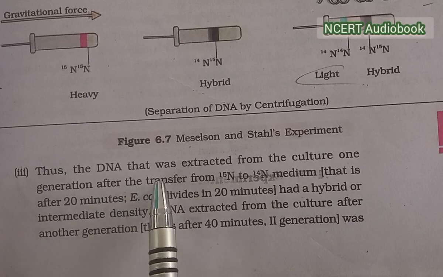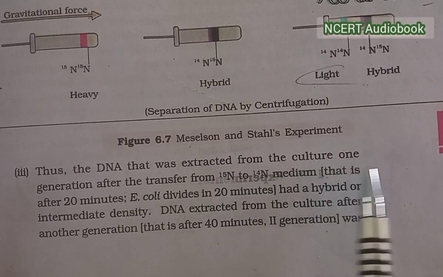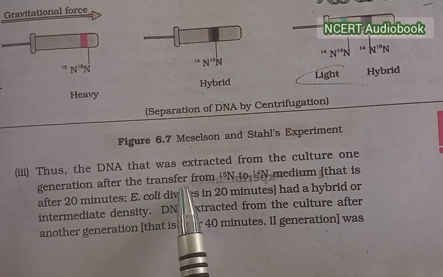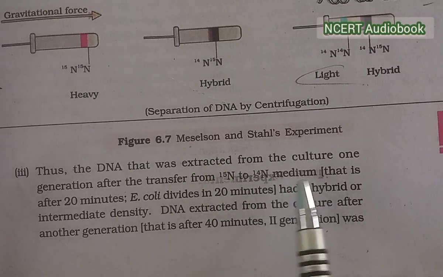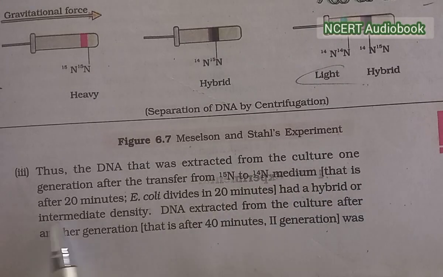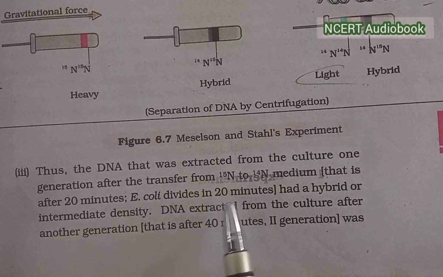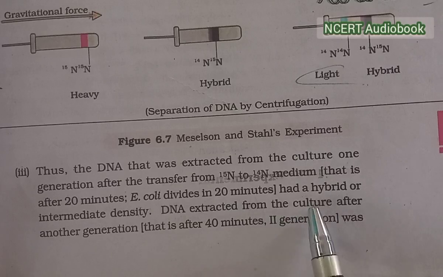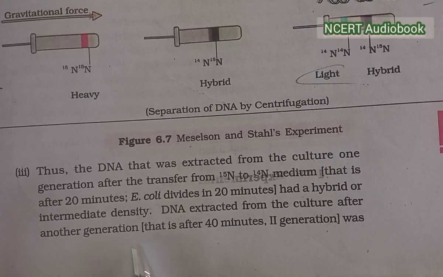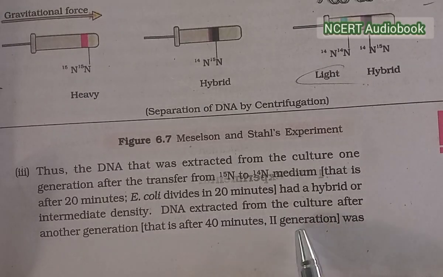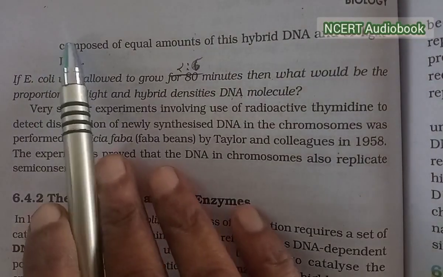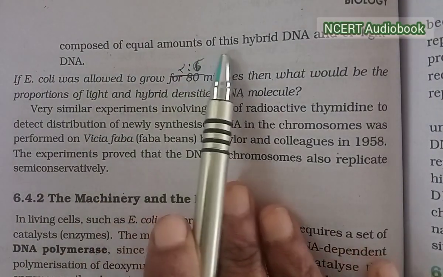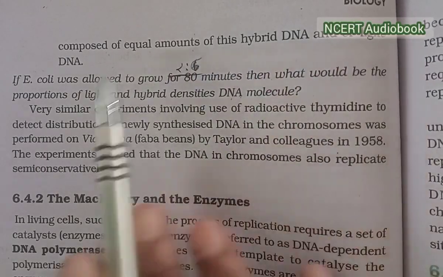Thus, the DNA that was extracted from the culture one generation after the transfer from N15 to N14 medium, that is after 20 minutes (E. coli divides in 20 minutes), had a hybrid, intermediate density. DNA extracted from the culture after another generation, that is after 40 minutes, the second generation, was composed of equal amounts of hybrid DNA and light DNA.